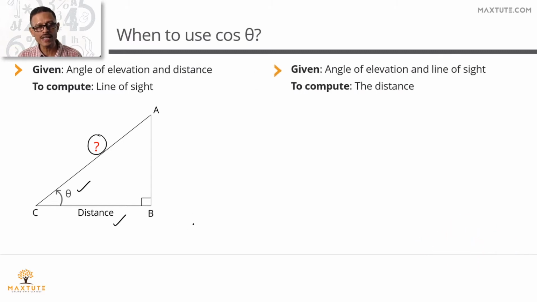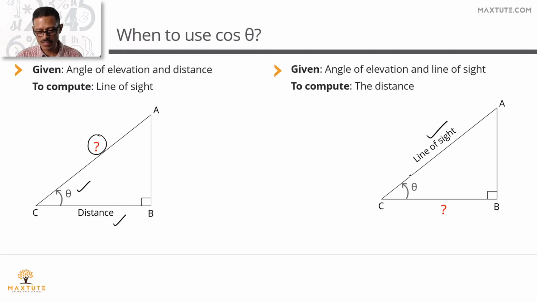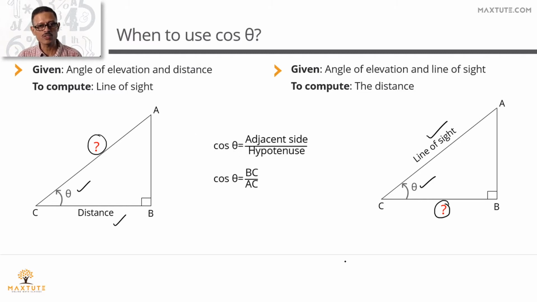Conversely, if you knew the angle of elevation and the line of sight, and you have to compute the distance, you know this value, you know the angle of elevation, what we are trying to find out is the horizontal distance. In that case as well, we'll be using cos theta. What is cos theta? Cos theta is adjacent side divided by hypotenuse. Adjacent side is BC, hypotenuse is AC.